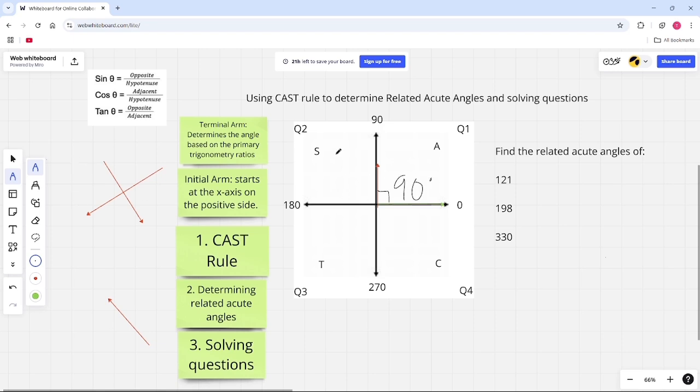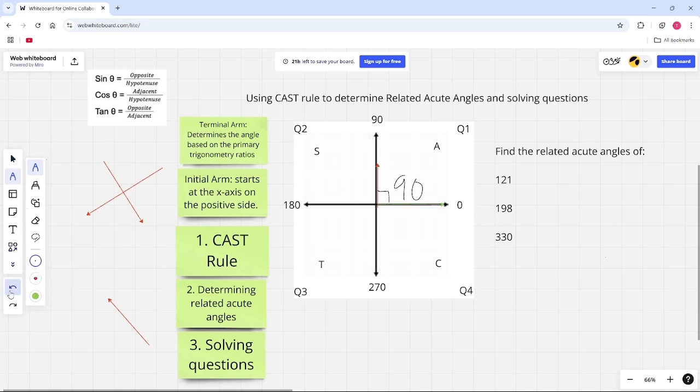Now let's say this terminal arm then goes another 90 degrees. That means it creates a straight angle, or 180 degrees. And if it continuously goes 90 degrees, then it will eventually reach 270. Now when it gets to this part, it doesn't go back to 0. You simply just add 90. So that means this will be 360. And I'll explain the relation between 0 and 360 soon.